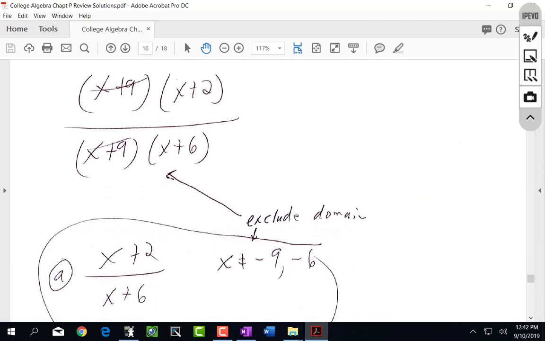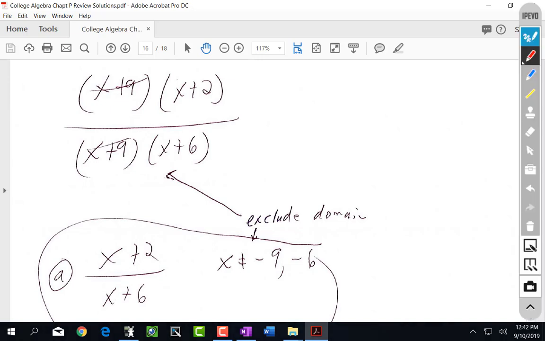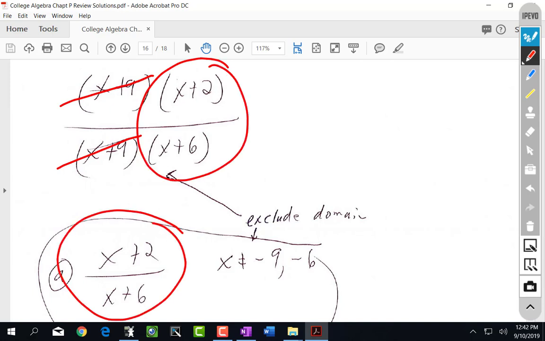Now that I'm done factoring it, I can cross out anything that looks exactly alike. My x plus 9s look exactly alike. So my answer is going to be x plus 2 times x plus 6. I'm going to exclude those numbers that make my domain 0.